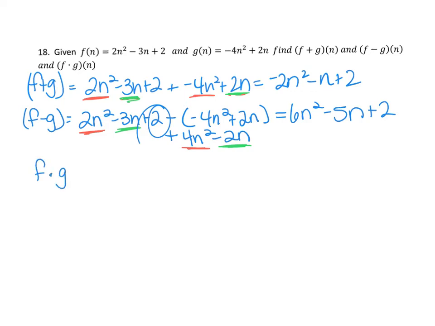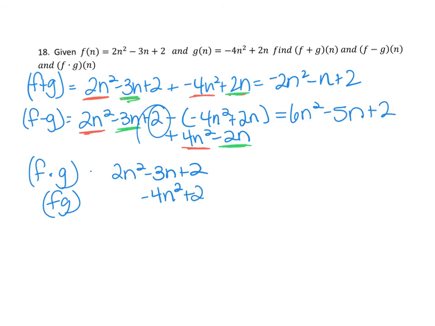And then lastly, f times g, which could also be written as fg. So that's 2n squared minus 3n plus 2 times negative 4n squared plus 2n. You know how I like my vertical multiplication. So I have 2n times 2 gives me 4n. Then I have 2n times negative 3n gives me negative 6n squared. 2n times 2n squared is 4n squared. Then we have negative 4n squared times 2, I'm lining up my like terms, so negative 8n squared.